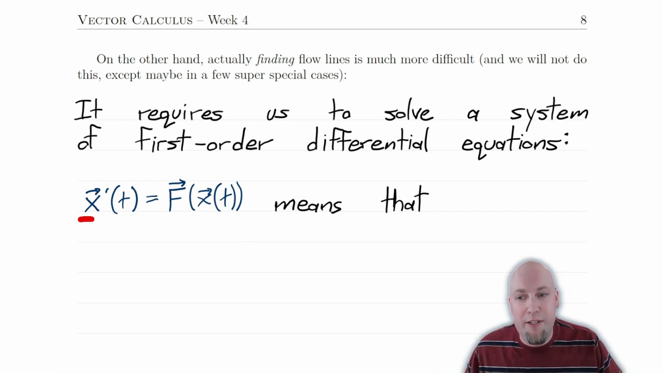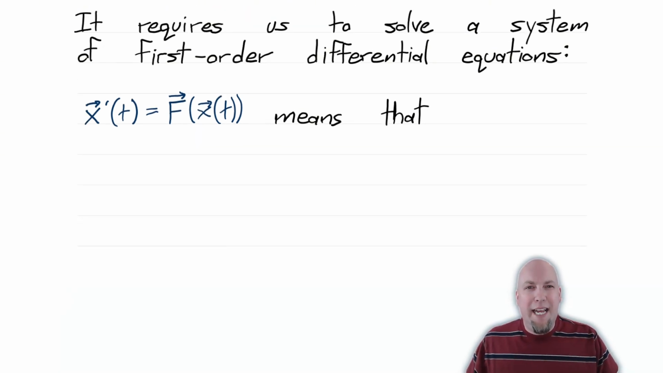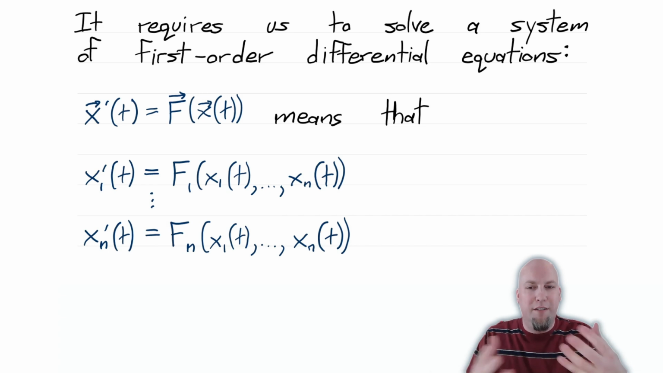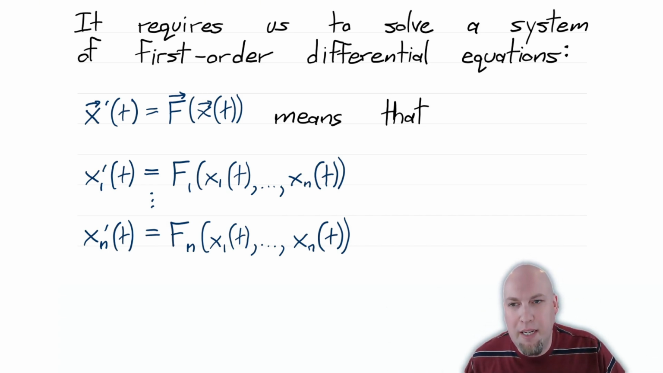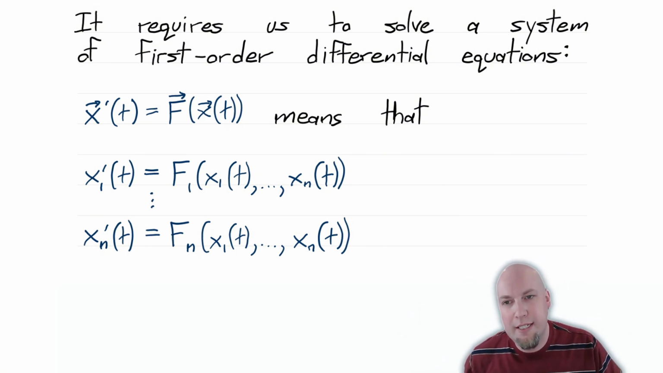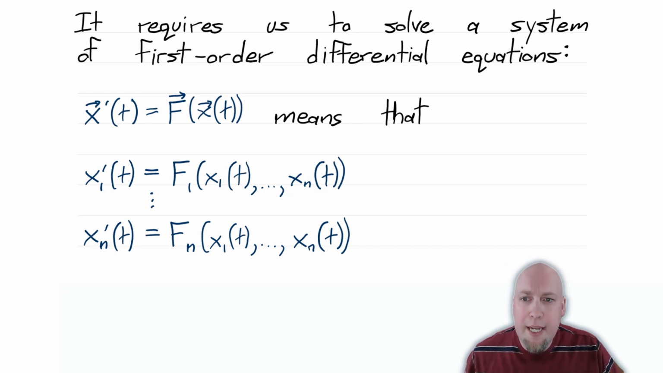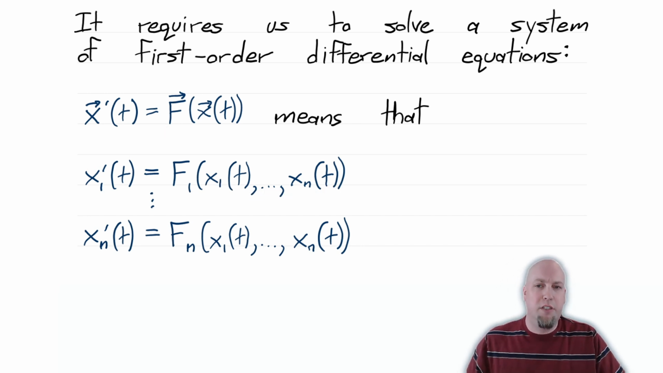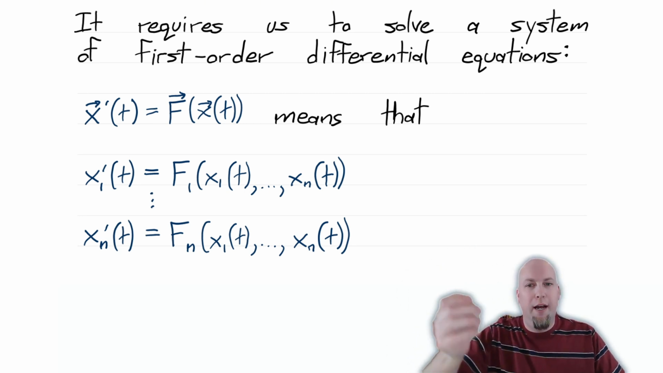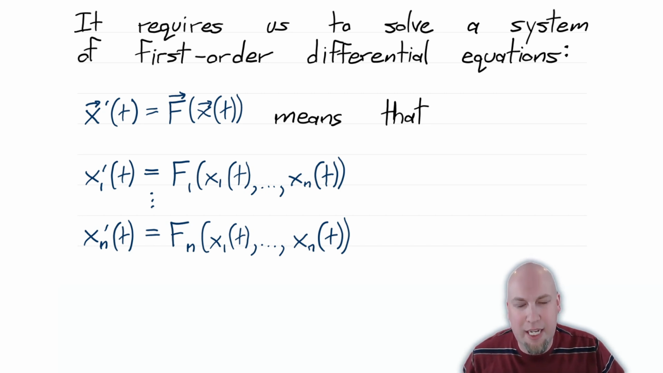If you look at the definition of a flow line, you need velocity vector equals vector field at that path. Write that out in terms of the components of the various functions. If I say my path x is x1 of t, x2 of t, all the way up to xn of t, then when I plug that into f, I get something like this. Those are scalar functions now. And similarly, f is a vector function, so it has coordinates f1 of x, f2 of x, all the way down to fn of x.